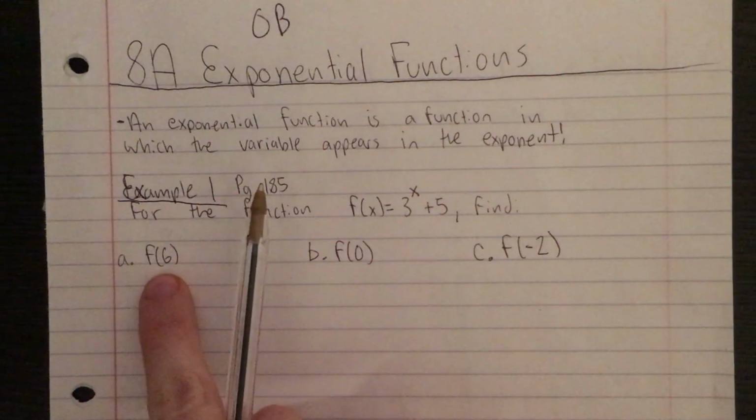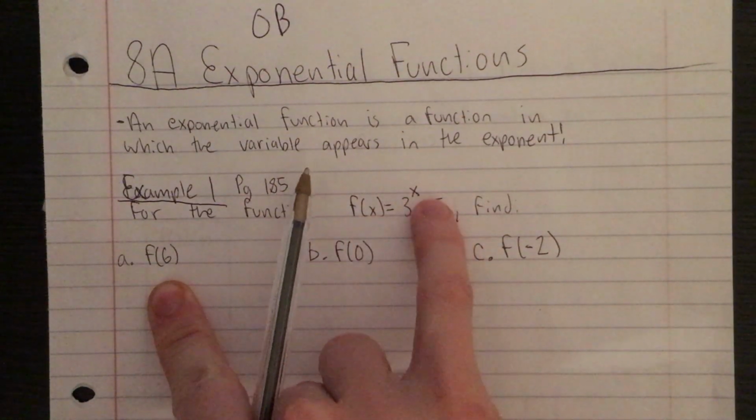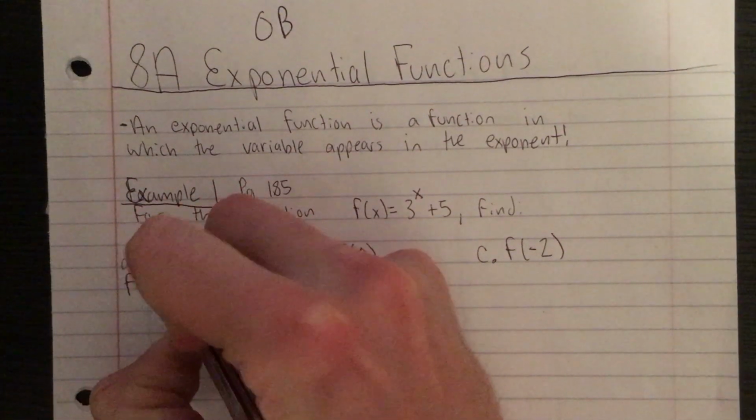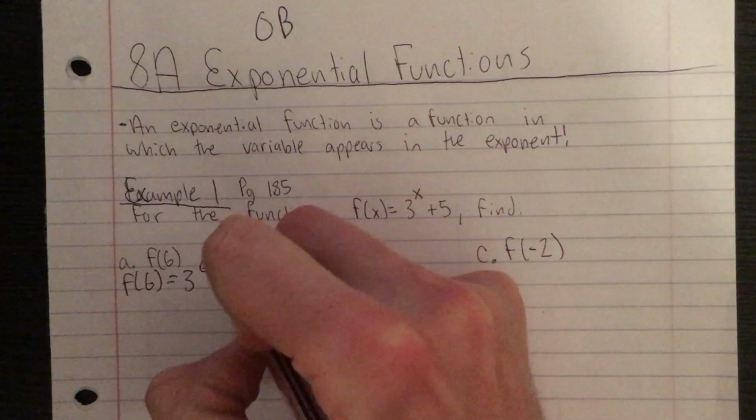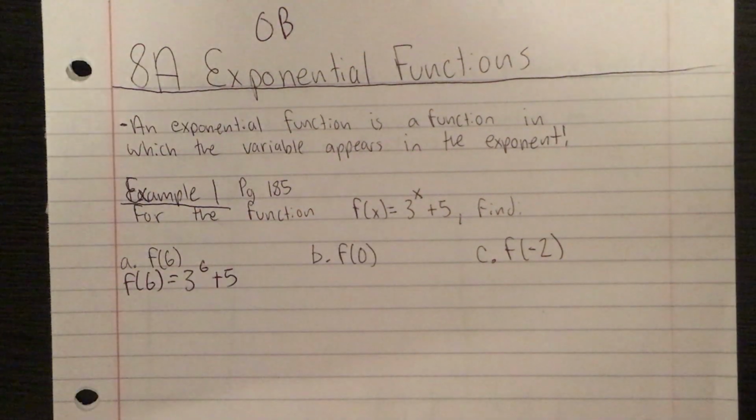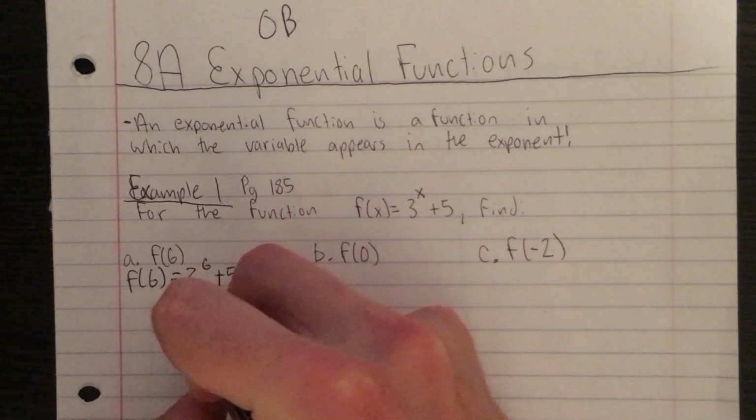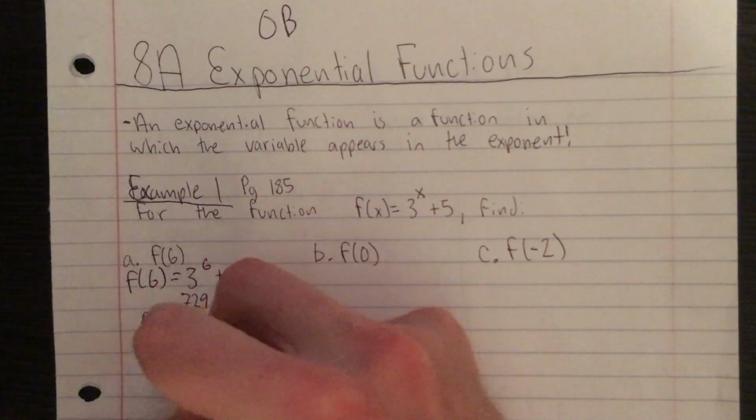So like, for example, f of 6. Well, x got replaced with 6 there, so we're going to replace that x with 6. So f of 6 here is going to be 3 to the 6th power plus 5. I do not know what 3 to the 6th power is, but I'm sure that Mr. Price could use a calculator to find it. 3 to the 6th power. So that's going to be 729 plus 5. So 734 equals f of 6 here.